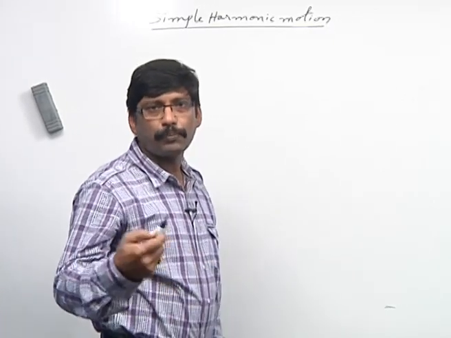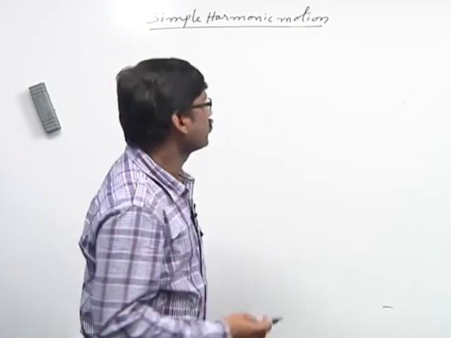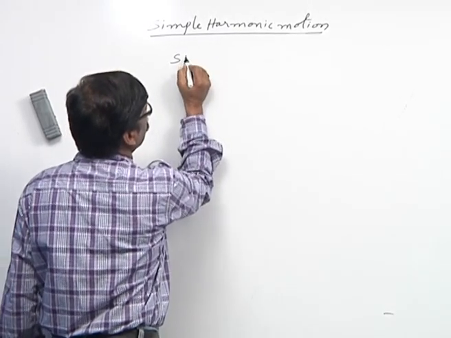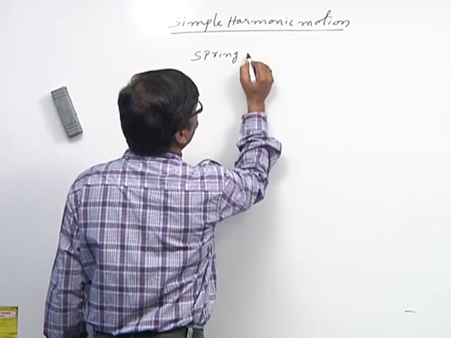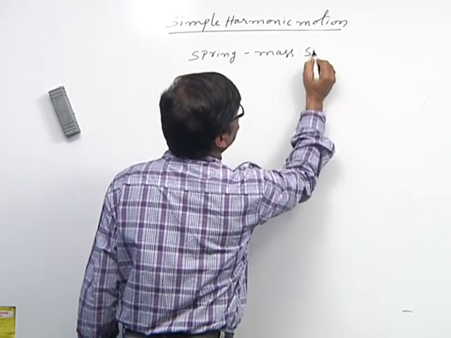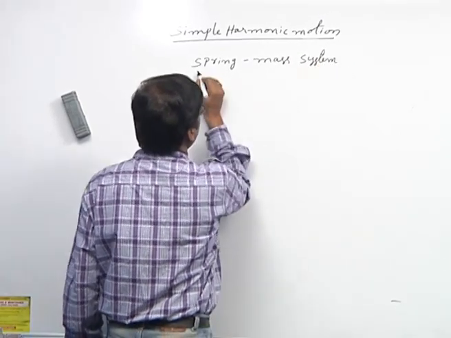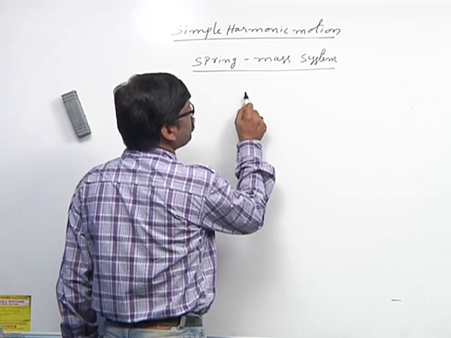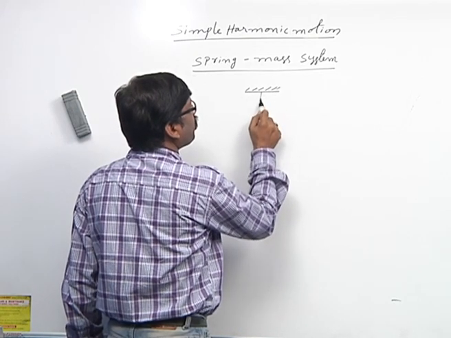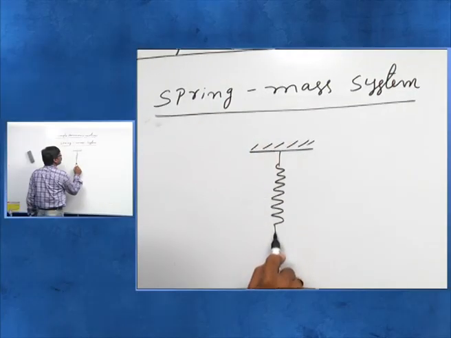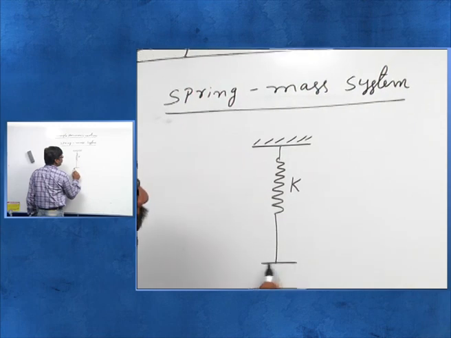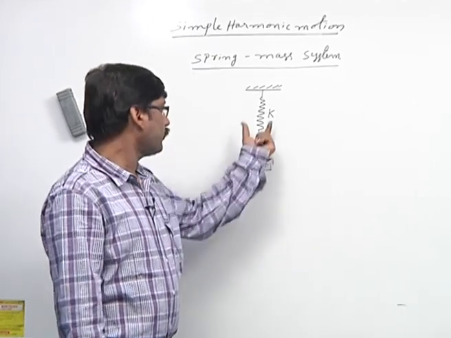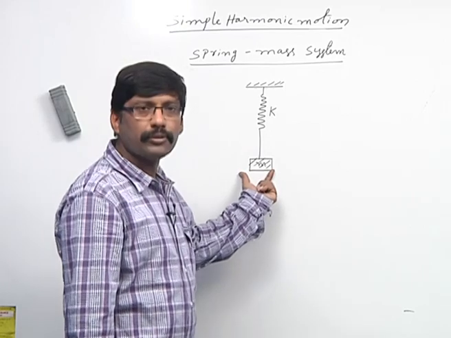Let us take one more very important simple harmonic system, which is very frequently asked: the spring mass system. What is this spring mass system? This system consists of a spring of constant K connected to some mass M. The system consists of a spring of constant K connected to a mass M.